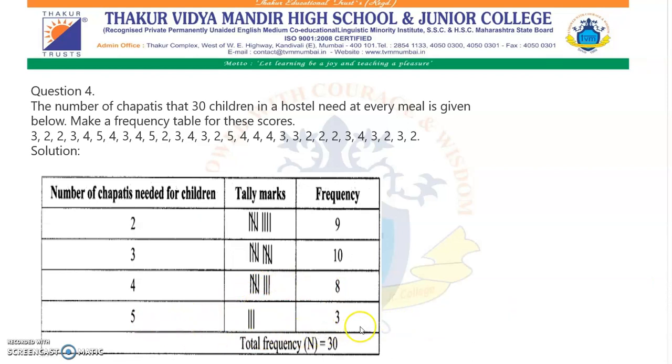5 chapatis are needed by 3 children. So this is 3 vertical lines and frequency is 3. When we add the frequency, total frequency n equal to 30. So we get the frequency table for the chapati distribution for 30 children in a hostel.